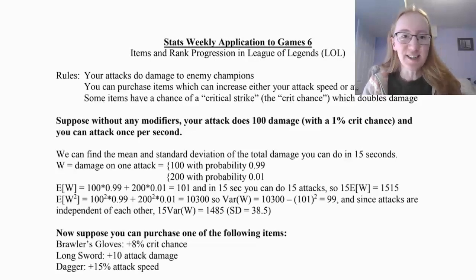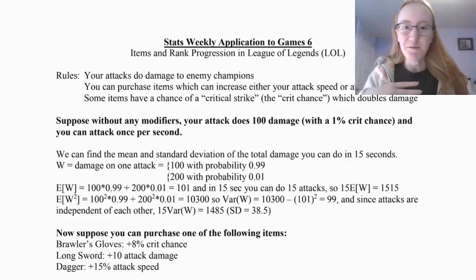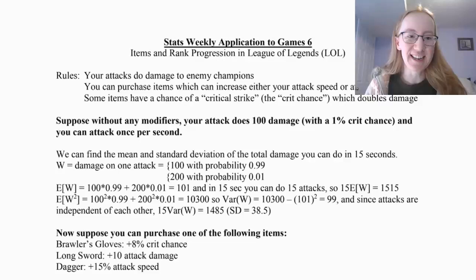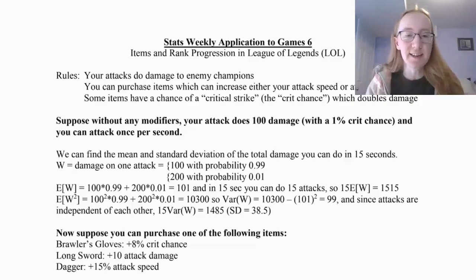I'll get started. So the swag for today is about League of Legends, and again, lots of this could be applied to many different possible games. It isn't just this one game, but in this particular game, your attacks do damage to enemy champions, and you can purchase various items that will either increase how quickly you can attack, or the damage that your attack does, or various other effects. And some attacks will have a crit chance, which is the chance of a critical strike, which is going to cause double the damage, which is pretty awesome.